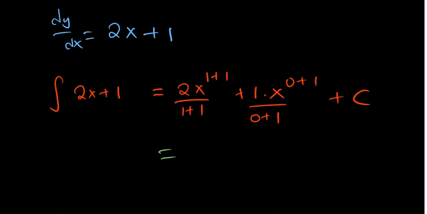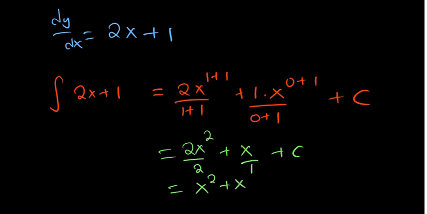So what we're going to have is 2x to the power 2 over 2 plus x to the power 1 over 1 plus c, which just gives us x squared plus x plus c. So what we have here is what we call the antiderivative.